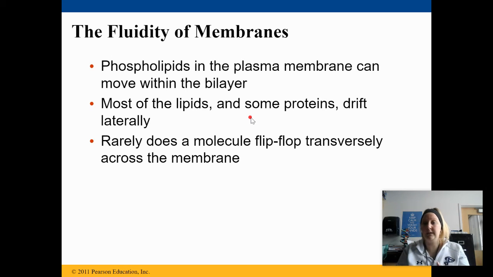Membranes are very fluid. Phospholipids in the plasma membrane can move throughout the bilayer. Most of the time they shift side to side or laterally, but on occasion they can flip transversely across the membrane as well.